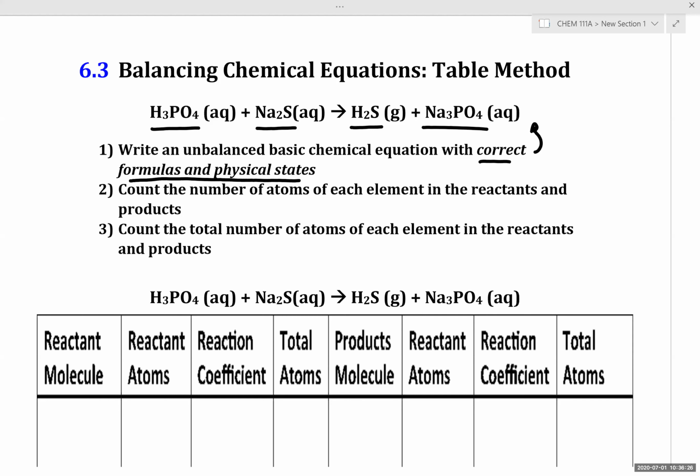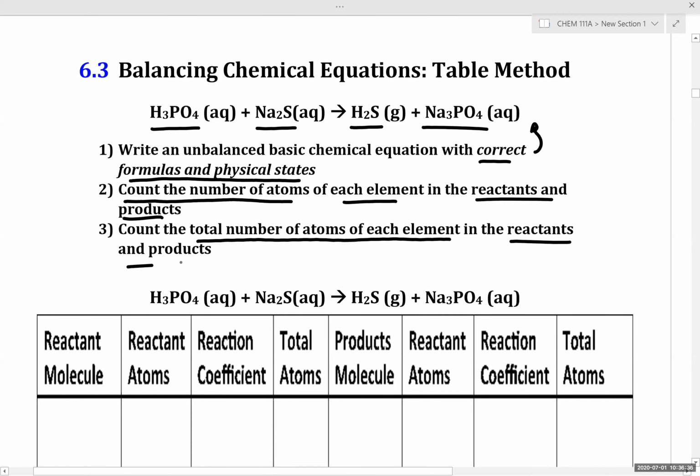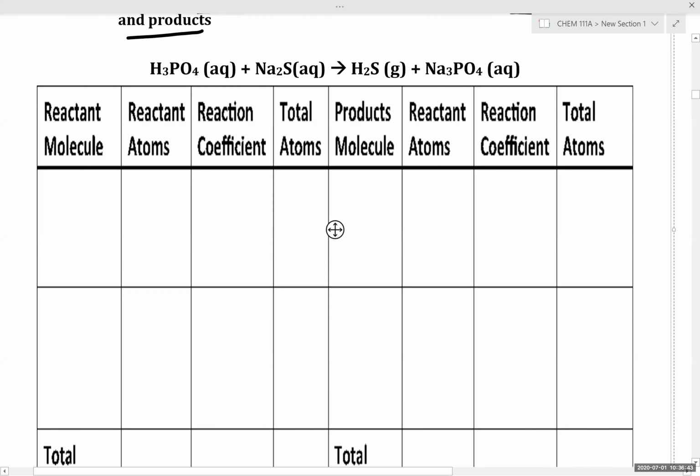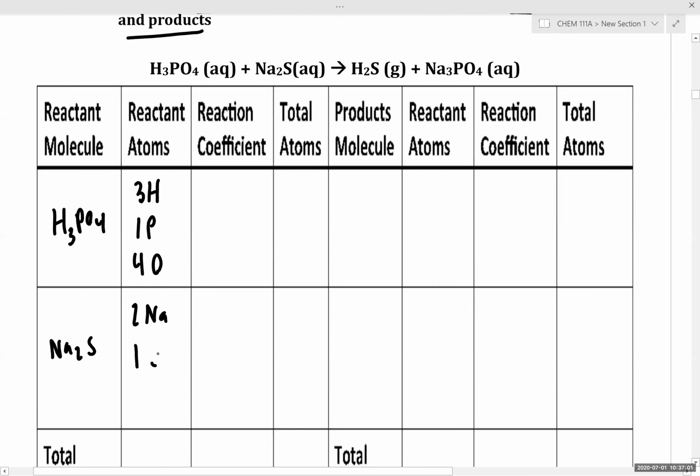So with that said, we're just like always going to count the number of atoms of each element in the reactants and products. Okay, so let's see what it looks like in practice. I like to make a table for each reactant. So I plug in my reactants. I have phosphoric acid and sodium sulfide. Just to do a count, I have 3 hydrogens, 1 phosphorus, and 4 oxygen atoms. In sodium sulfide, I have 2 sodiums and 1 sulfur.